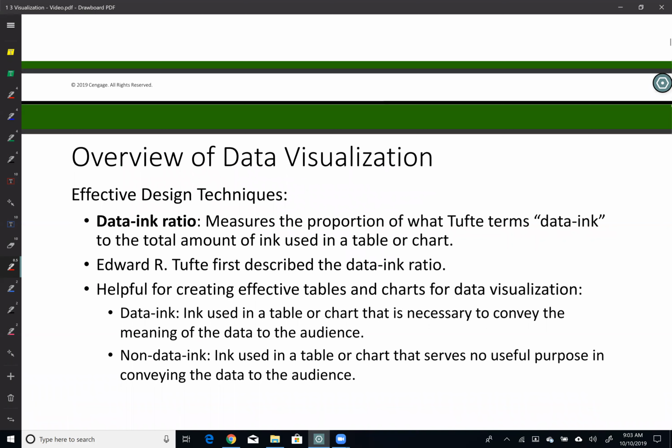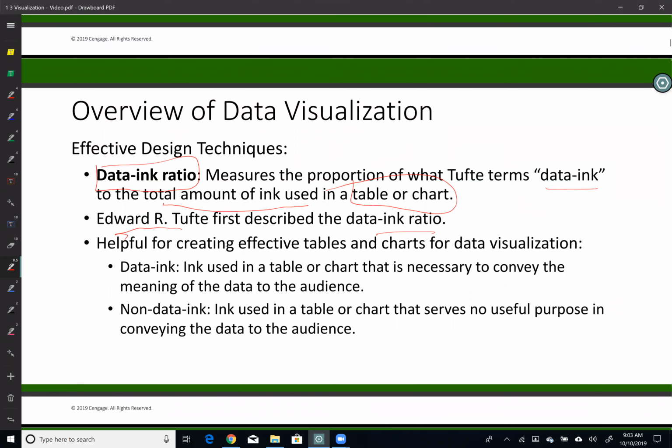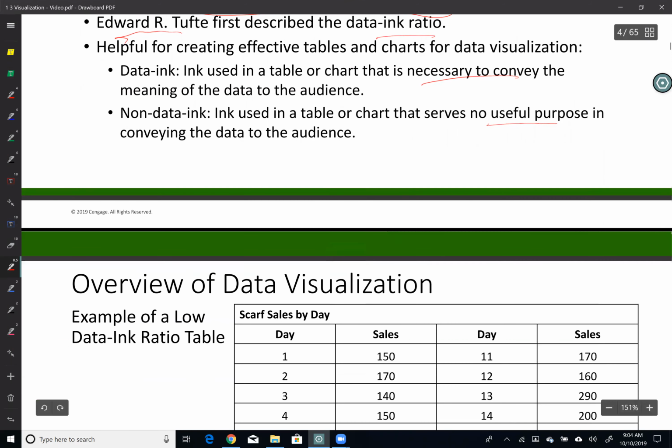One thing that's very important is data ink ratio. Basically, we don't want to put ink on our presentations or on our graphs or tables just for the sake of putting it. Every single ink should have some kind of meaning. All right, so data ink is the total amount of ink used in a table or chart. It was developed by Edward Tufte, and it's called data ink ratio. So again, we want to convey the necessary information, and if there is something that has no useful meaning or purpose, we will just eliminate it.